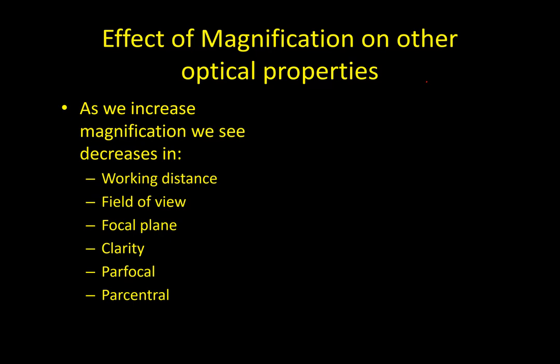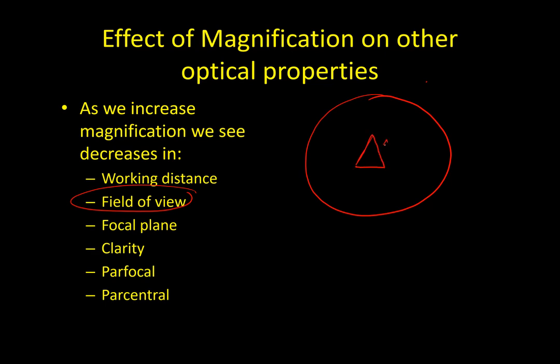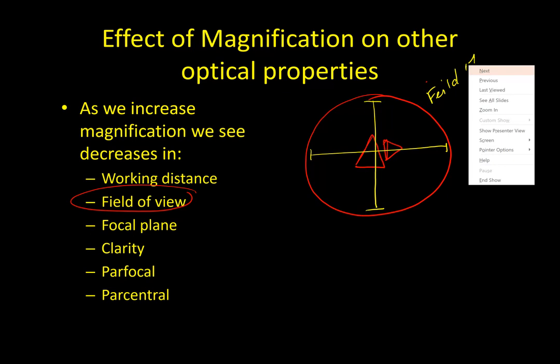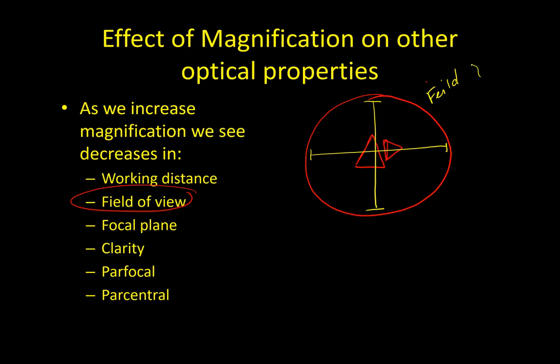Now, that's working distance. Now let's talk about field of view. So field of view. So when you look through a microscope, you've got a certain amount of space that you see, let's say your specimen in. Okay, so this space from here to here, this is your field of view. This is the view that you see.